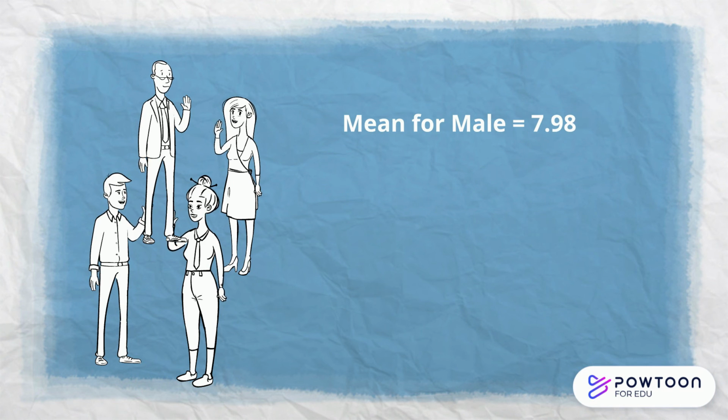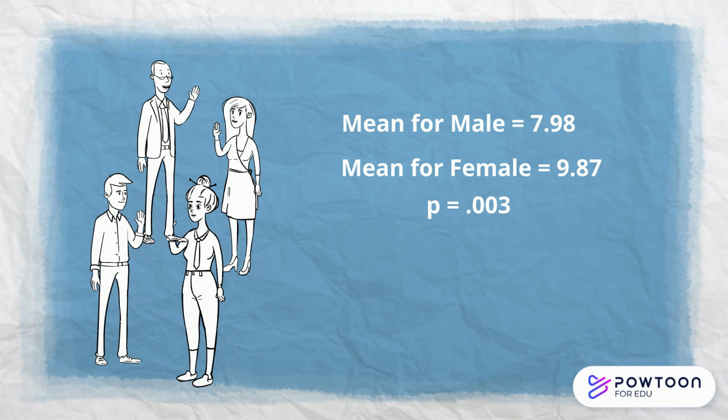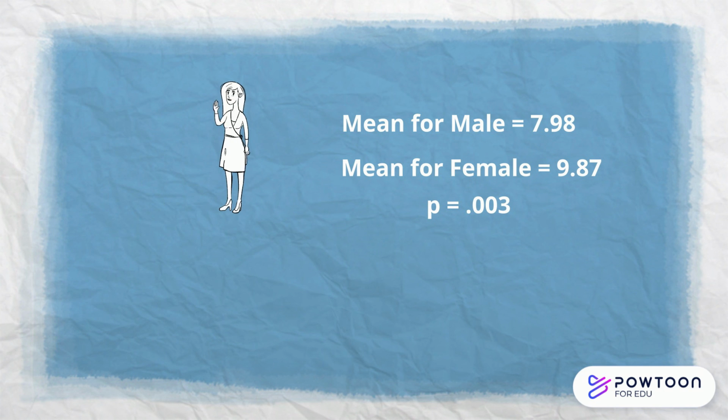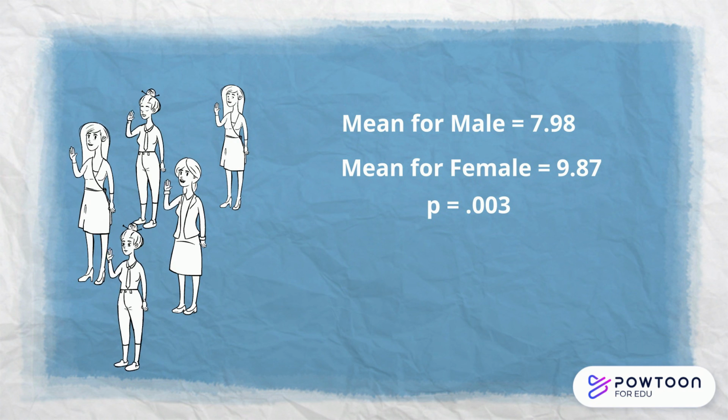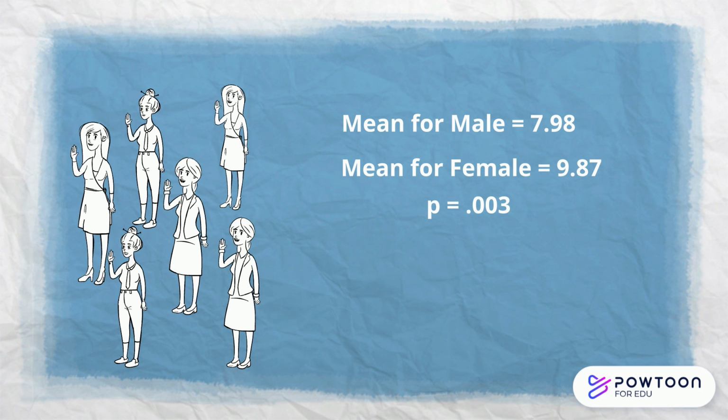So here we have our results. We have the mean for males, the mean for females, and our p-value. So we can see the mean for females is higher than males, and our p-value has come back significant at 0.003. So to conclude our results, we can reject our null hypothesis and say females are actually more likely to trust the police compared to males, and we can make this generalisation as our p-value is less than 0.05 and our mean for females is higher.